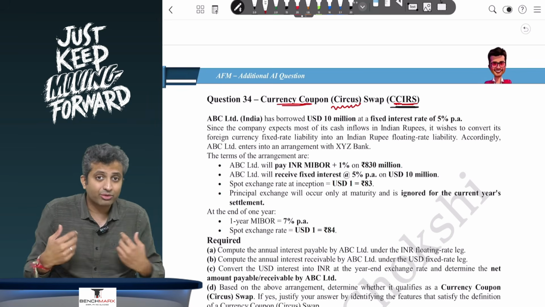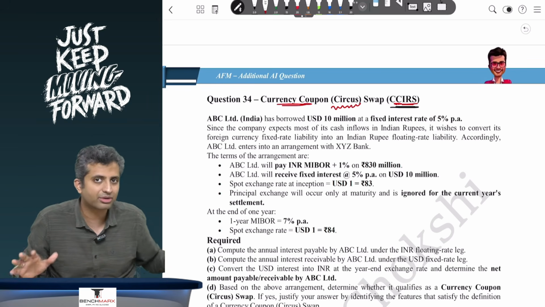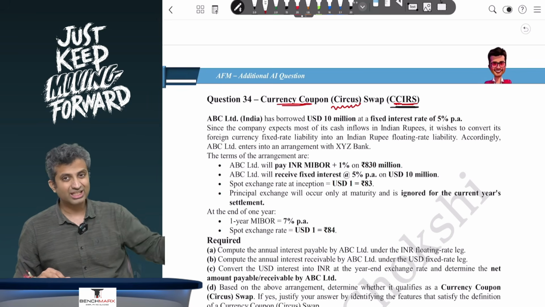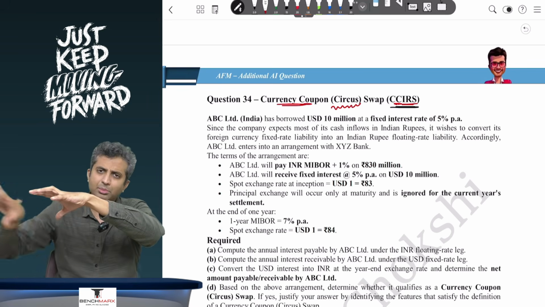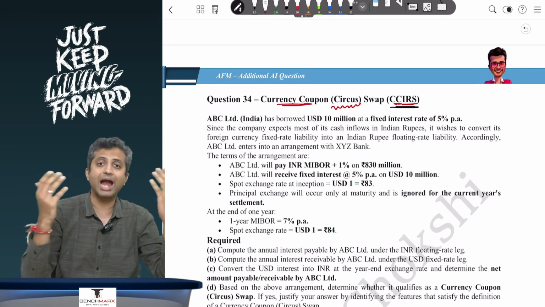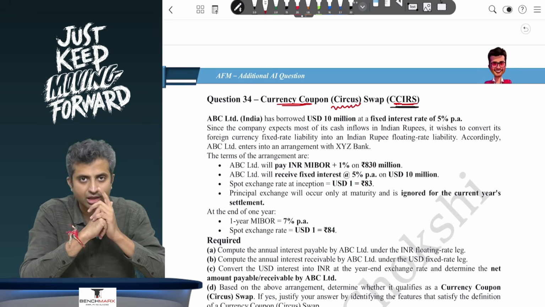So what they do is, maybe an Indian company can get favorable terms in India, and a US company can get favorable terms in, let us say, the US. So the US company can borrow in the US and give that money to the Indian company. The Indian company can borrow in India and give that money to the US company, so they can borrow at relatively favorable rates and they get the desired currency as well.